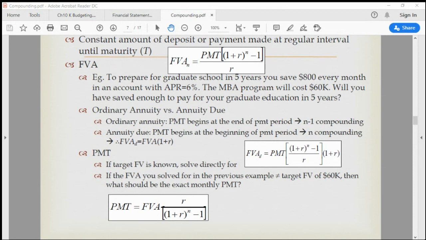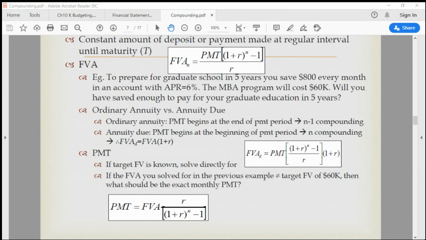But let's say you don't have any money in advance. So the money has to come from your paycheck, right? Then this deposit will start from the end of the month. So that's why there will be 59 compoundings of monthly interest rate, right?